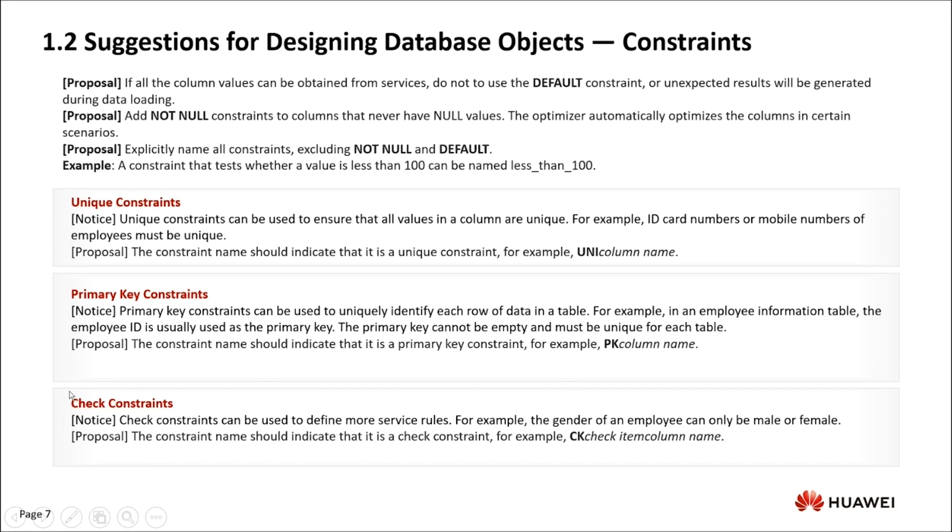And finally, for check constraints, it can be used to define more service rules. For example, the gender of an employee can either be male or female. So for those kinds of constraints, we can name it as CK and with the corresponding column name.